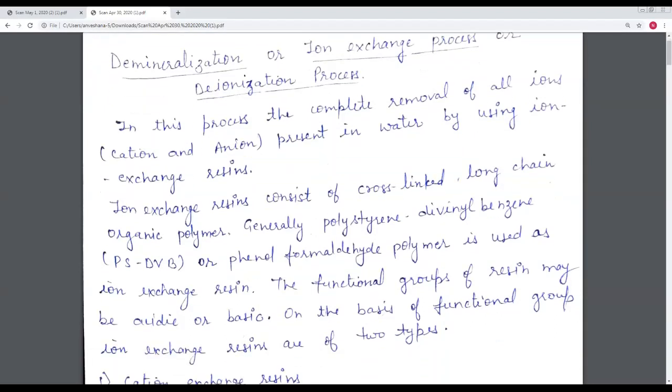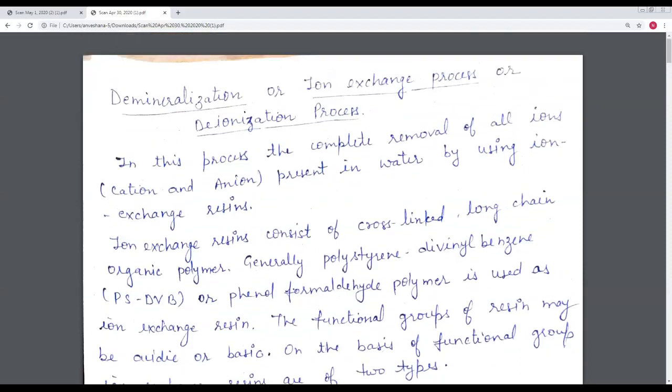As we know, we convert hard water into soft water. So it is the softening process of water, and for this softening process, now we use the ion exchange process. In this softening process of water, we have already discussed the lime soda method and the zeolite method in our previous lecture. So now we start our ion exchange process.